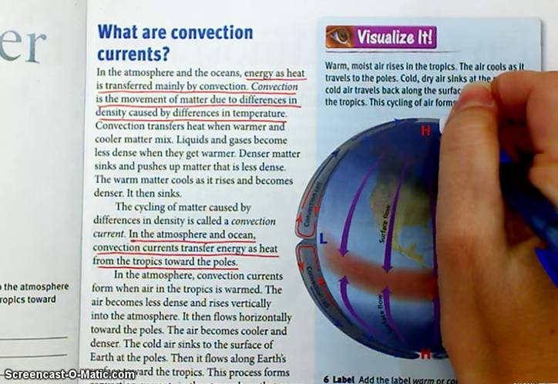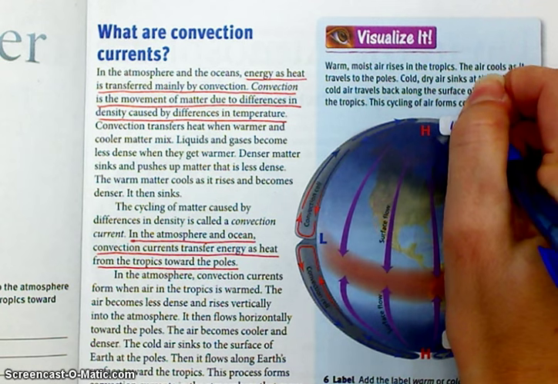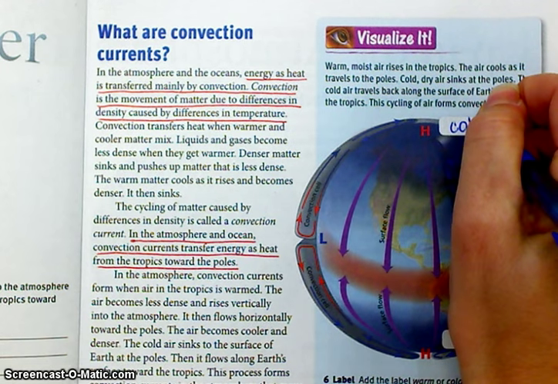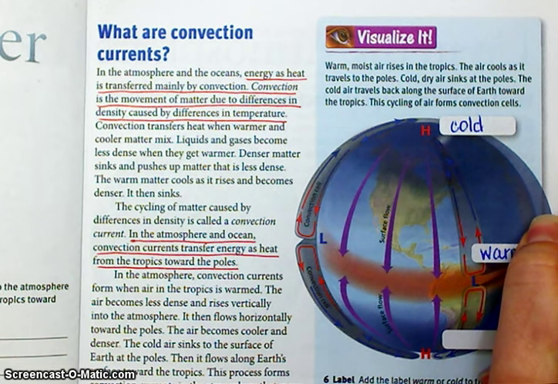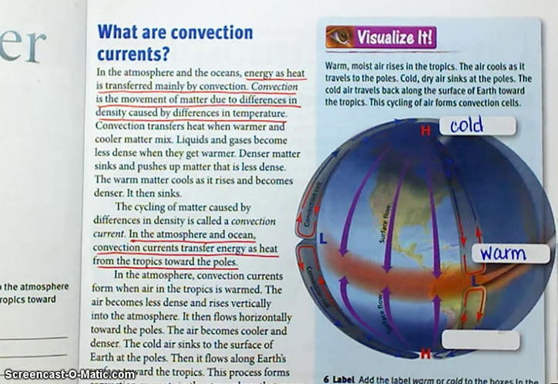At the poles, we have cold air. At the equator, we have warm air. And I'm not real sure where this one is supposed to be, so we're just going to leave that.